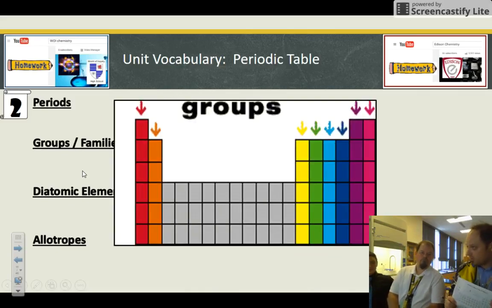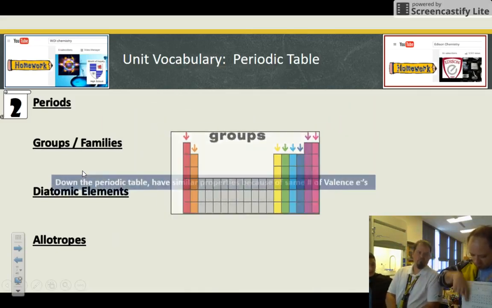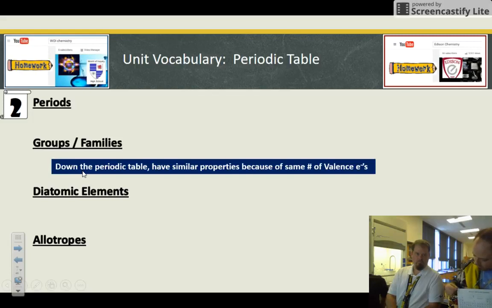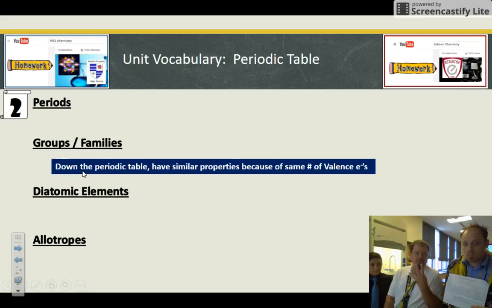If you go up and down, those are your groups and families. They all have the same number of valence electrons in them. Again, these are labeled on our reference table. And this is specifically the 4 families that we named.